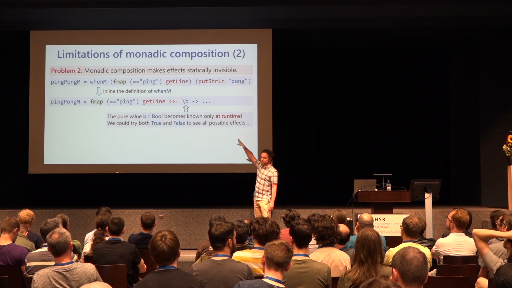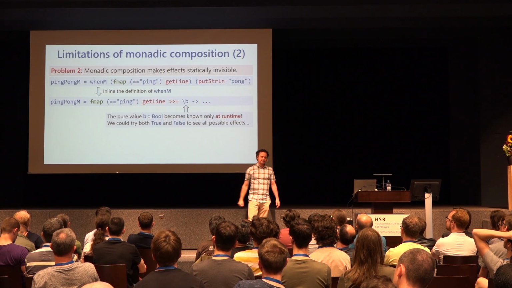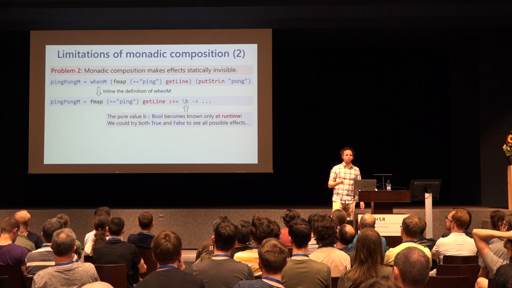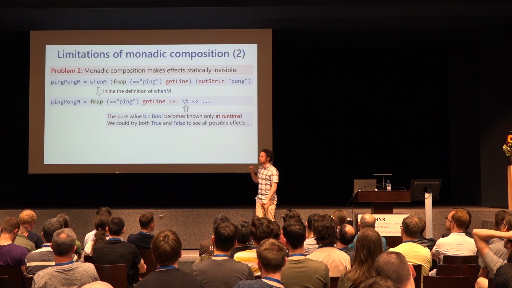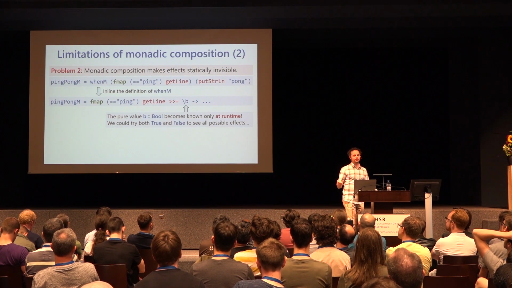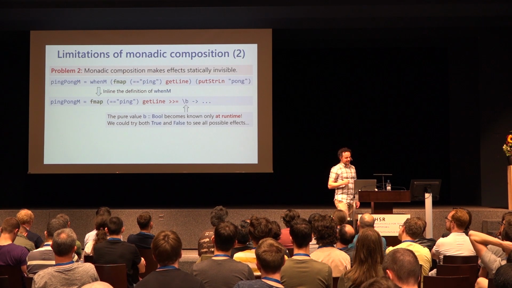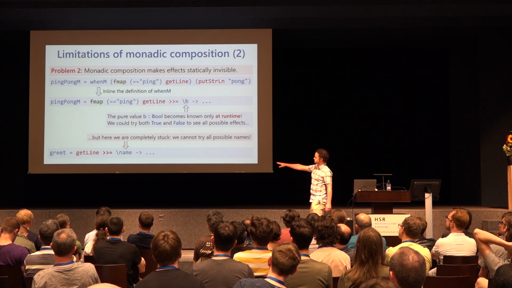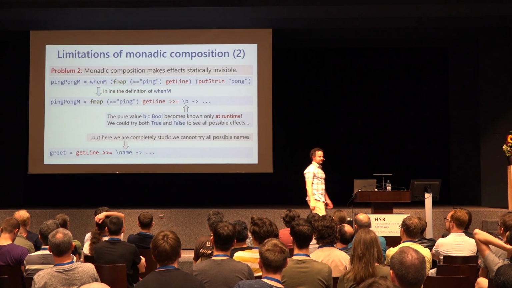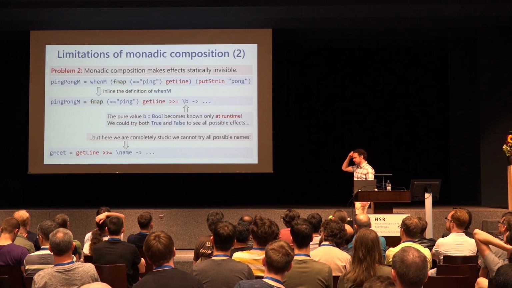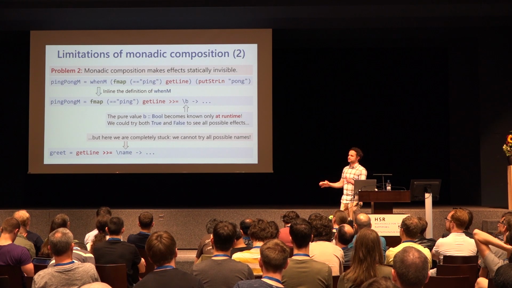But if we just inline the definition of bind, what we're going to see is that there's definitely getLine, but then it's followed by a function which requires a runtime value b. And we don't know what's going to happen. Until we have this runtime value b, we don't know what's ahead of us. In this case, we could cheat: we could try both false and true, because we know there are just two possible values, and see what happens in all possible cases. But in cases like the greeting function that we had, we get a line and then there is a name here. We just can't try all possible names. So we're completely stuck here. There's just no way to statically analyze the rest of the computation. All we know is that we will start with getLine, and that's it.